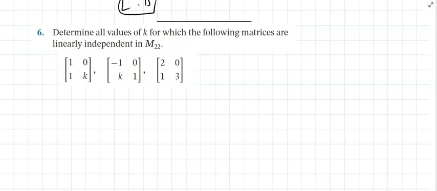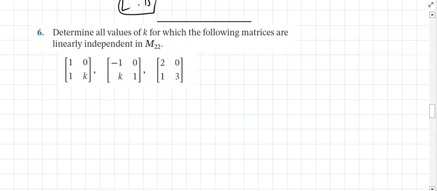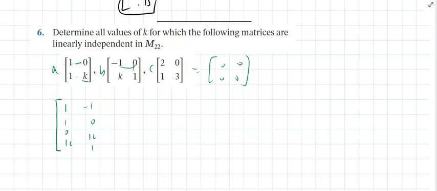Well, here, if I multiply this by, I was going to write K1, but there's a K, A, B, C, right? And set it equal to 0, 0, 0, 0. So from last class meeting, that's A1. That is 1, 0, 1, K. And that is negative 1, 0, K1. And that is 2, 0, 1, 3. And I'm going to set those equal to 0, 0, 0 and solve.